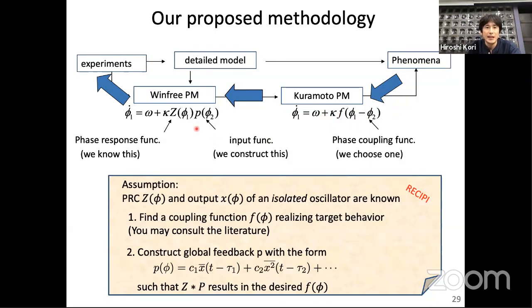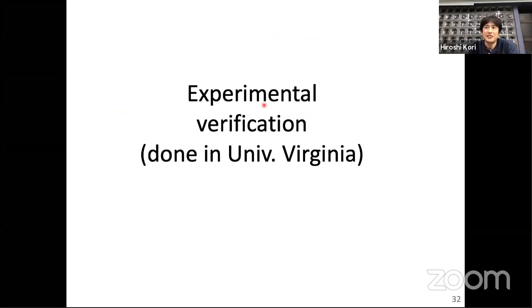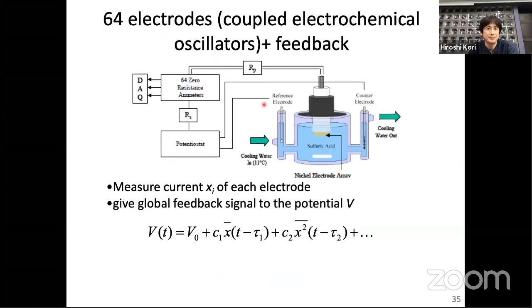And by implementing this feedback P in the experimental system, we should steer the experimental system into the desired phenomena. This is an experimental verification done at the University of Virginia. We used coupled electrochemical oscillators plus feedback given by the applied potential V in this way. And here X is calculated from the current from individual oscillators.